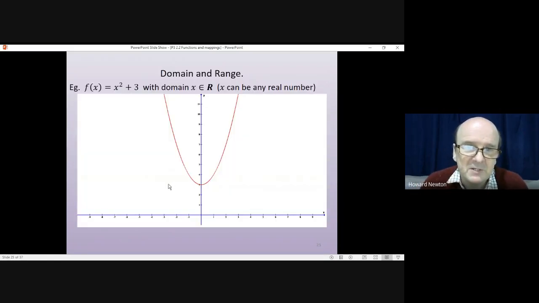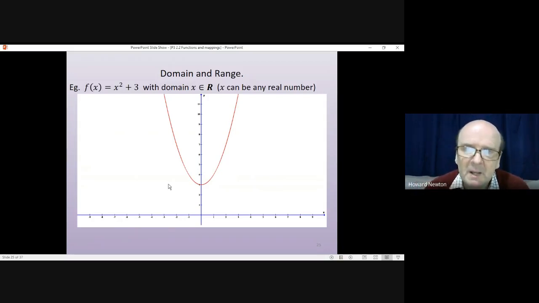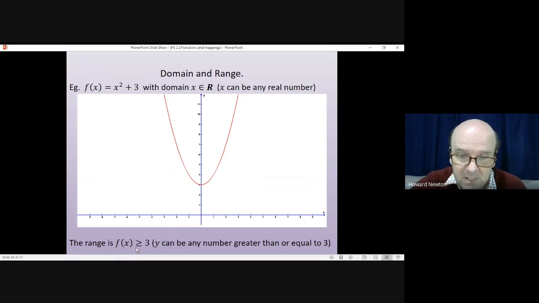So there's a sketch of f of x equals x squared plus 3, with domain x is a real number, any real number. To work out the range, what we're asking ourselves is, what values can y take? Looking at the graph, it's obvious. Y comes down to 3, then goes back up again. It never ever comes below 3. The range is f of x has to be bigger than or equal to 3.